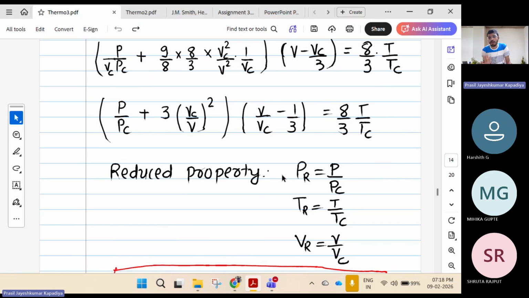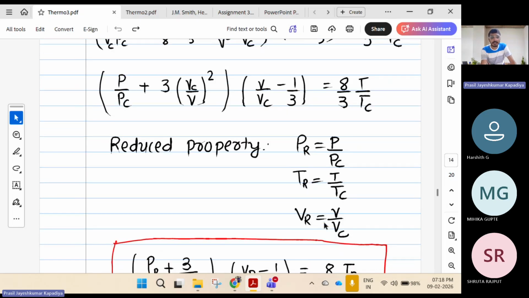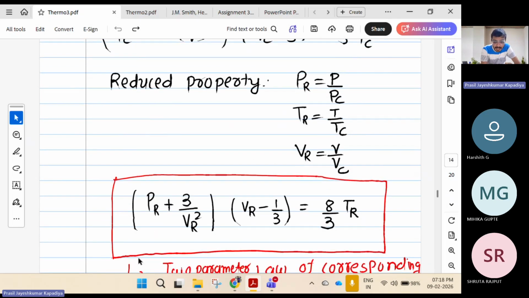Any property is called a reduced property when its value is divided by its critical property value. So if I divide pressure by critical pressure, it is reduced pressure. VC by V is 1 by Vr, where Vr is V by VC, and T by TC is nothing but Tr. So I can generate a generalized equation that depends only on reduced properties.